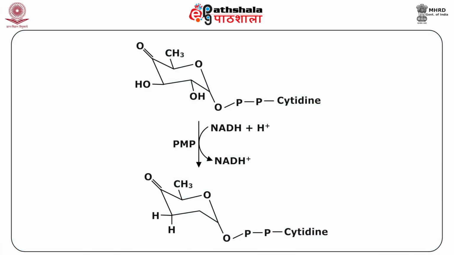An example of this kind of function has been found in the formation of 3,6-dideoxyhexoses needed for bacterial cell surface antigens. Glucose as cytidine diphosphate glucose, CDP-glucose, is first converted to 4-oxo-6-deoxy-CDP-glucose. The conversion of the latter to 3,6-dideoxy-CDP-glucose requires PMP as well as NADH or NADPH. Now here you can see this mechanism for the conversion.